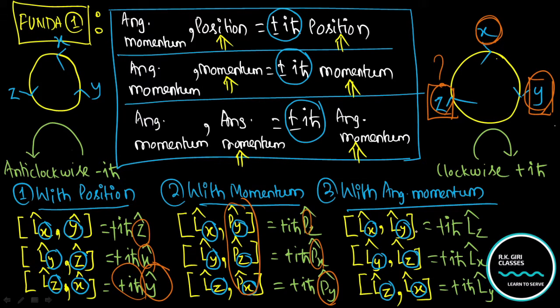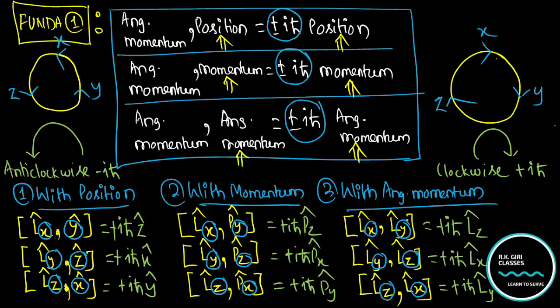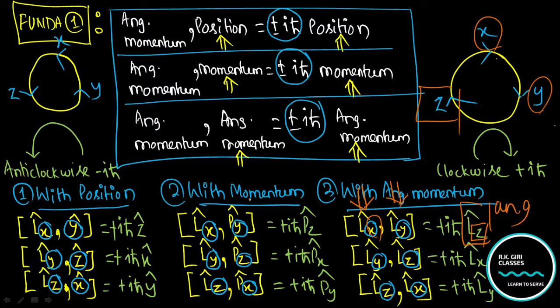Clear this point? Similarly in the case of momentum also, this is L_x, L_y, starting from x reaching towards y, the rest part is your z. Since you are applying angular momentum with angular momentum, the result will be angular momentum. If this is angular momentum with momentum, then that will be momentum. If this is angular momentum with position, then it will be only position. Clear this point? Just practice it, use your common sense.